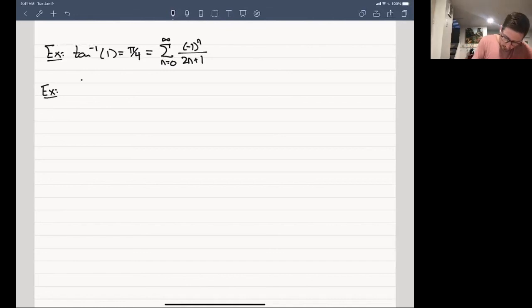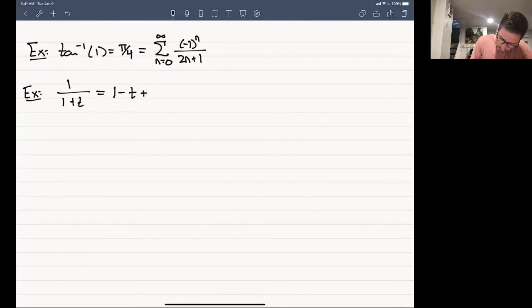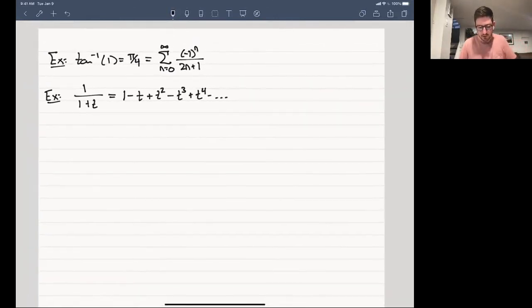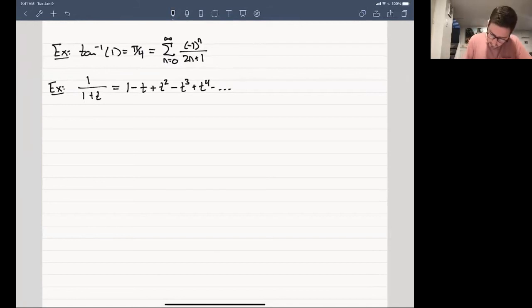Let's note that 1 over 1 plus t is equal to the infinite series 1 minus t plus t squared minus t cubed plus t to the 4 minus, and so on. I just wrote out the first few terms of this power series. This converges on minus 1 less than t less than 1. So I threw you a bit of a curveball. I changed the independent variable from x to t. That's okay, right? Nothing too exciting has happened.